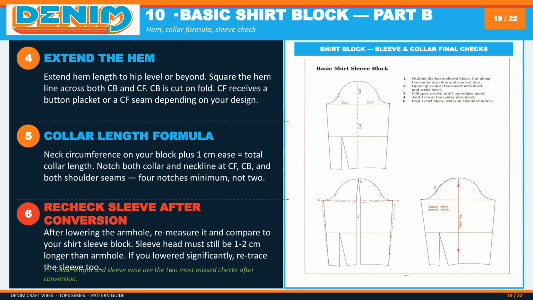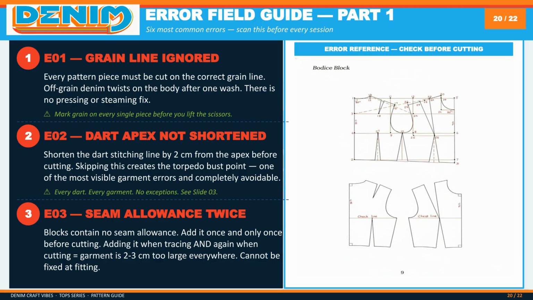Slide 11. Error field guide. Check grain lines, dart points, and seam allowance first. Watch for armhole, neckline, and block selection mistakes. Review before cutting to avoid rework later.